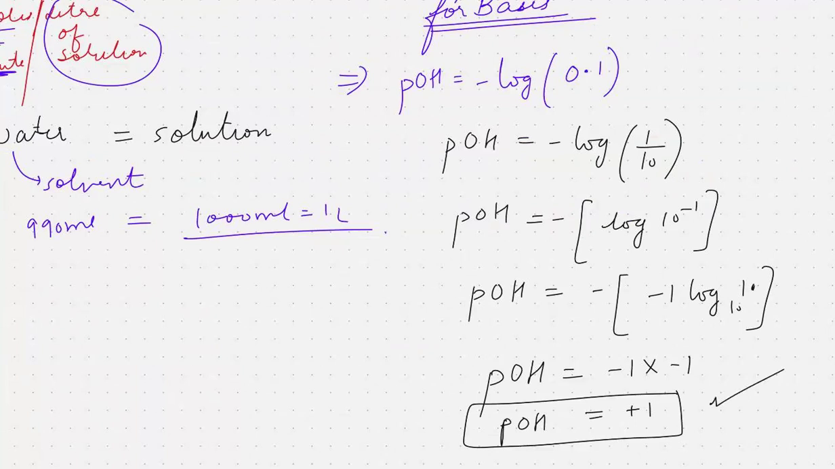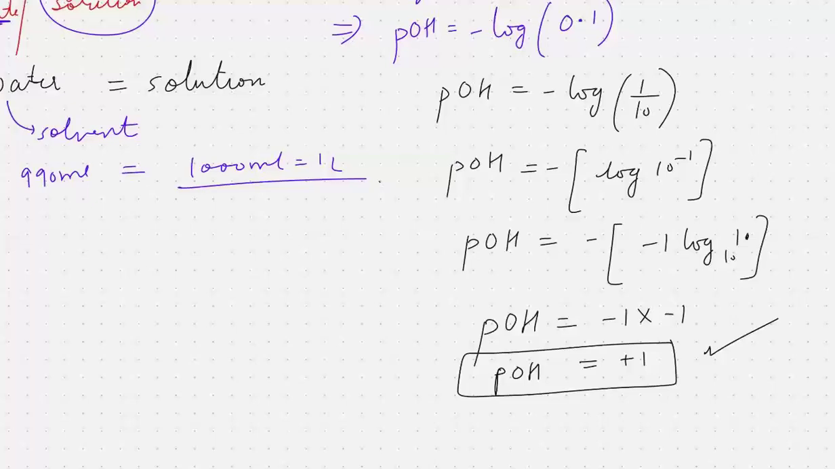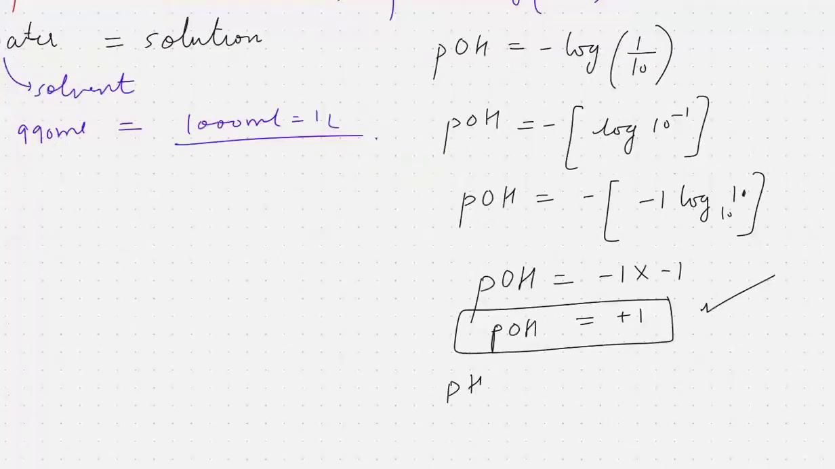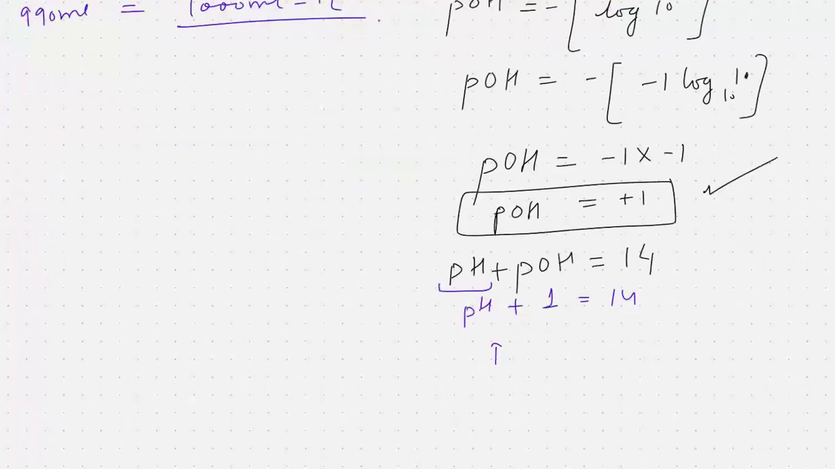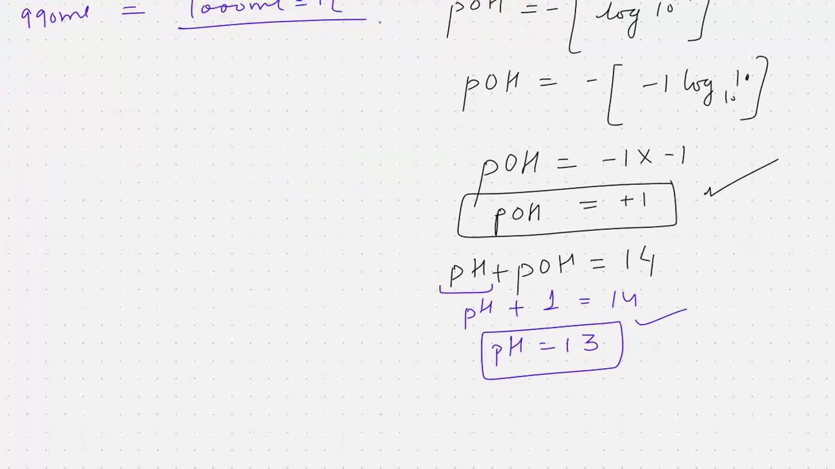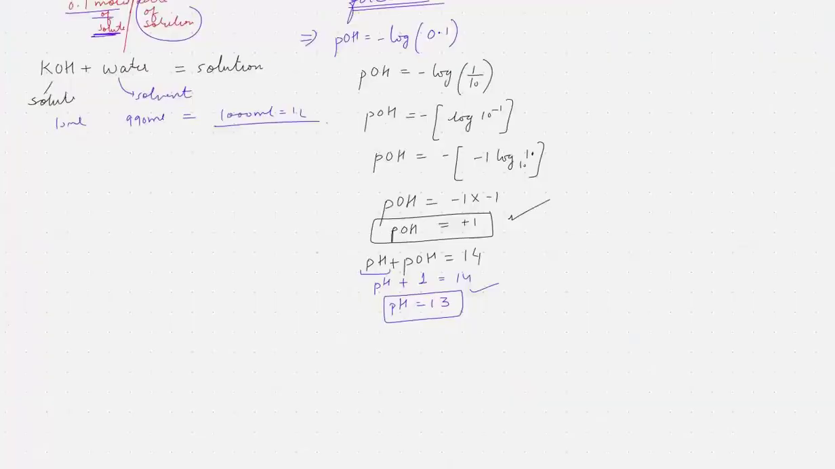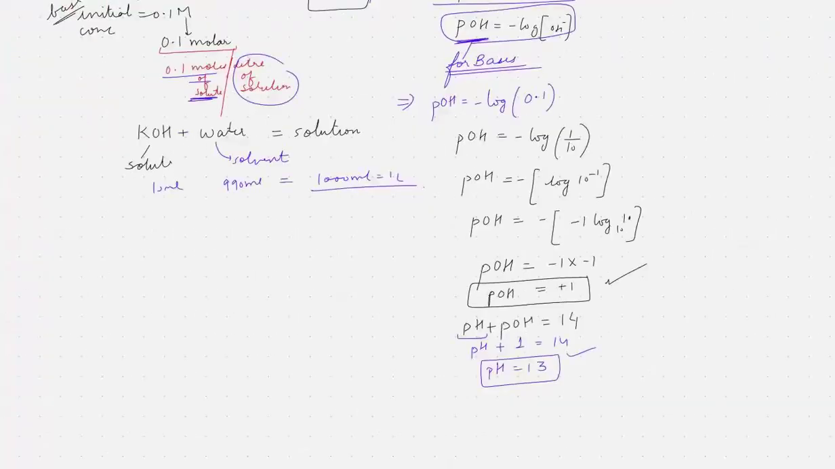Understood my point? So for the bases, they will be giving me the pOH is better. And then we can apply the formula that pH plus pOH is always 14. So pH we do not know for this expression, but pOH we have calculated. So pH here is going to be 13. Are we understanding this part? Yeah. So for bases, the first thing that we calculate is pOH.